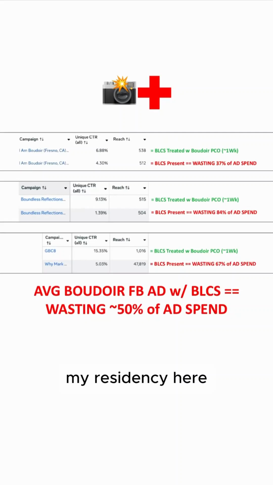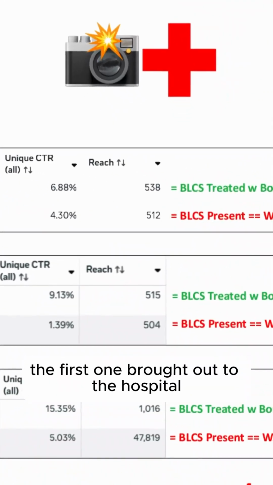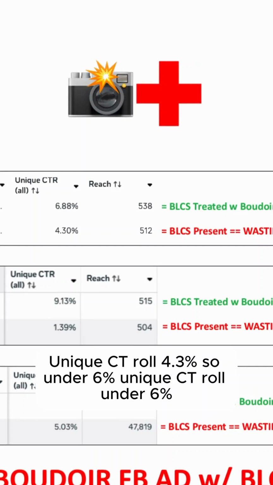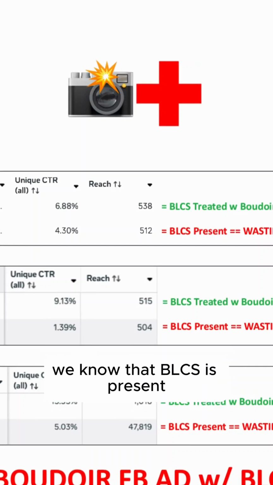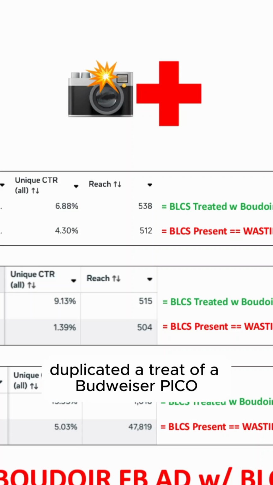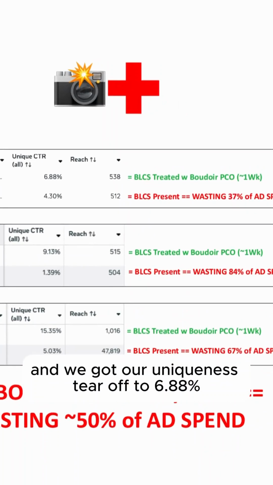So now in my residency here, I found some Boudoir Facebook ads out in the wild. Tested the first one, brought it to the hospital. Unique CTR 4.3%, so under 6%. We know that BLCS is present. Now we duplicated it, treated with Boudoir Pico. Took about a week, and we got our unique CTR up to 6.88%.